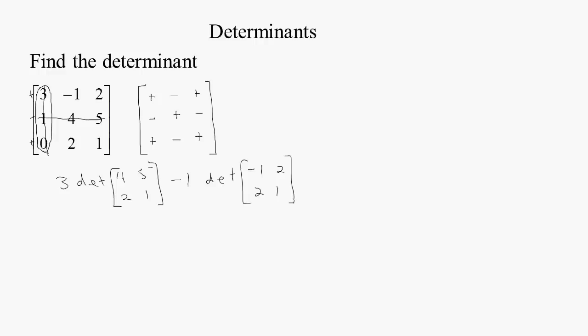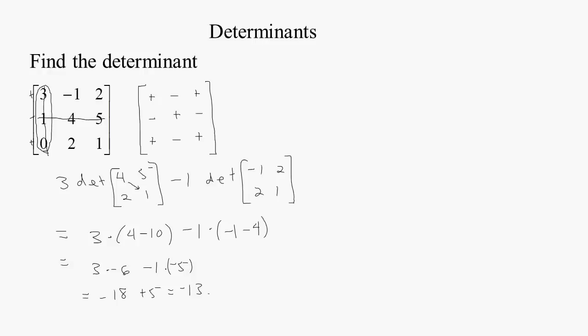So if we compute this, we have 3 times, let's see, what's this? The product down to the right minus the product down to the left would give me 4 minus 10. And we have negative 1 times the product down to the right would give me negative 1 minus the product down to the left would give me 2 times 2, that's 4. So we have 3 times negative 6 minus 1 times negative 5. So negative 18 plus 5 is negative 13.